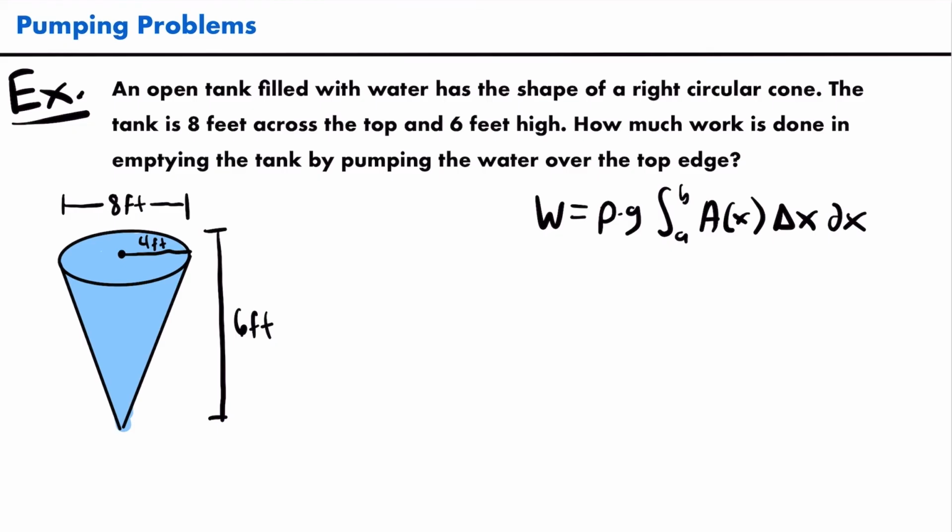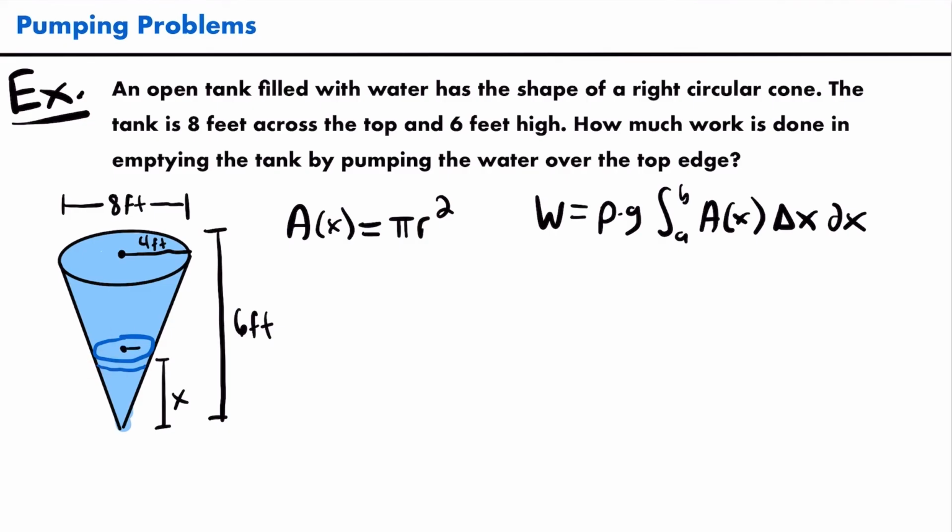And so let's take a look at a slice of this water. If we look at a slice right here, let's say that that disk is a measurement of x from the bottom of the cone, or the bottom of the tank. We want to know what the cross-sectional area of that disk would be. Well, we know that the cross-section here of this cone is a circle, and so we at least know that the cross-sectional area will be equal to pi r squared, since that is the area of a circle, but we don't know what the radius is for this slice, right?